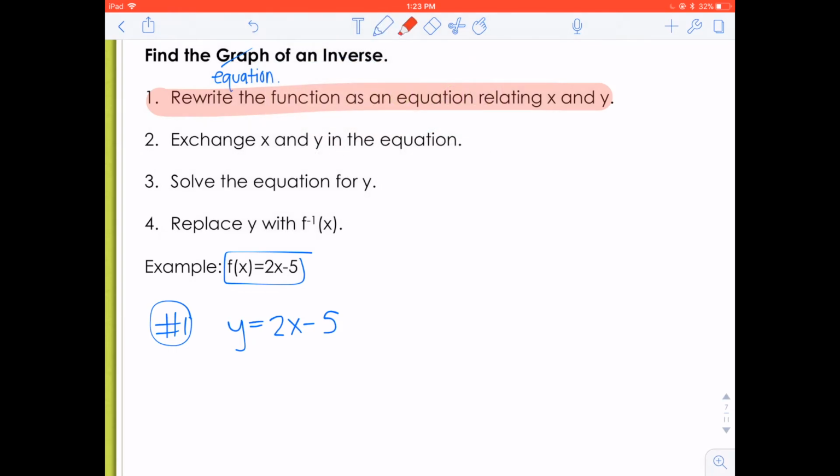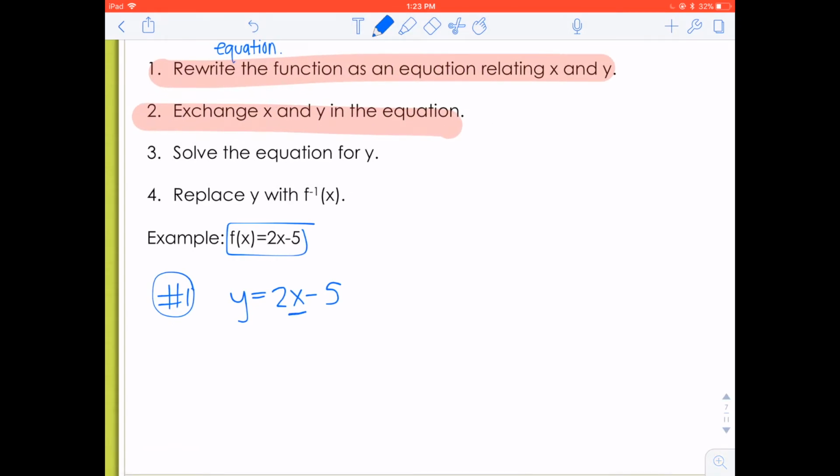Next we are going to exchange x and y. Exchange just means flip. So I'm going to replace x and y, so x will equal 2y minus 5. That's step 2. All we're doing is switching x and y.